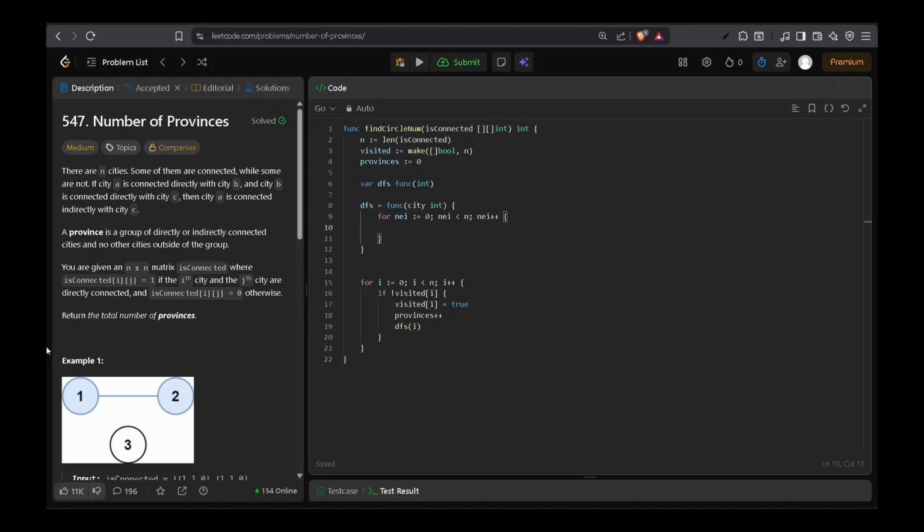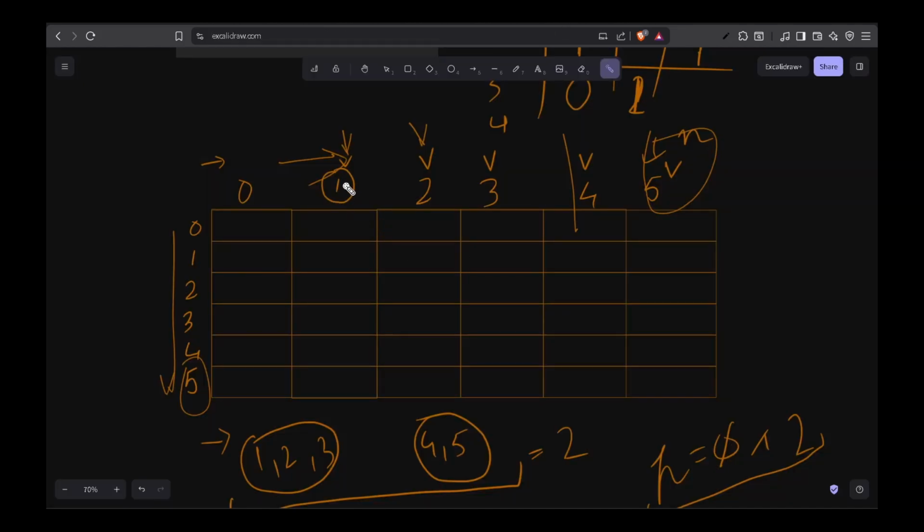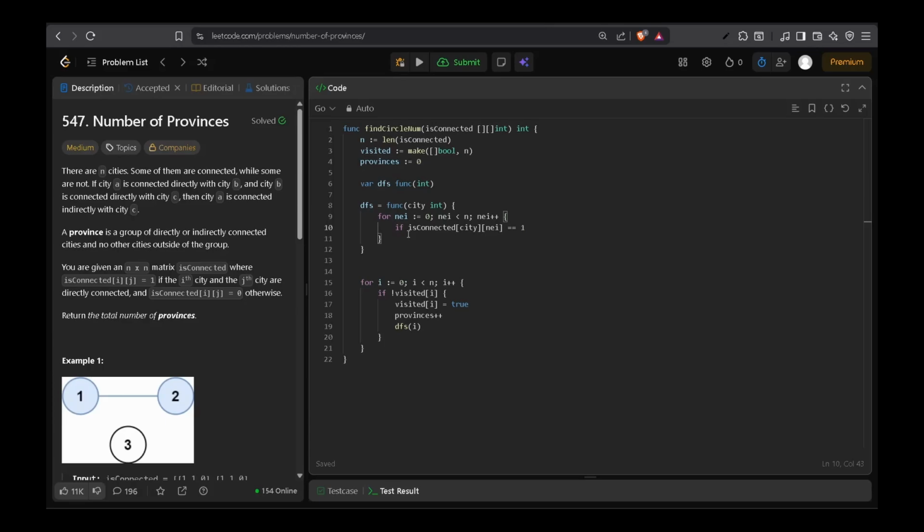Now we have to check if this neighbor city is actually the neighbor for the current city, and where is it determined? It is determined in the is connected matrix, right? If the value for that is 1, that means they are truly neighbors. So we'll check if is connected city neighbor. If it is equal to 1, they are neighbors, and we can move to this new neighbor, right? Like we cannot move from 1 to 4 because there was no connection. 1 was connected to only 2, so we move from 1 to 2. So that's why we have to first check if they are connected or not. If they are connected, we can move into the new neighbor city.